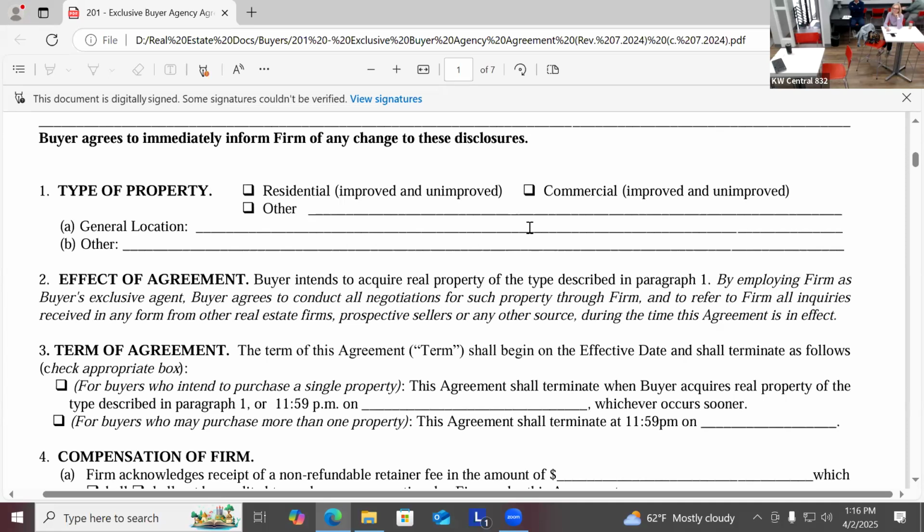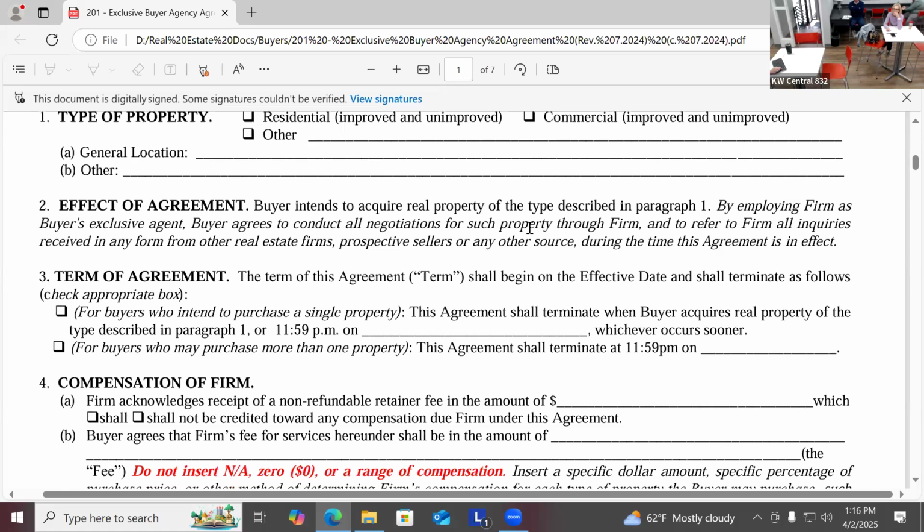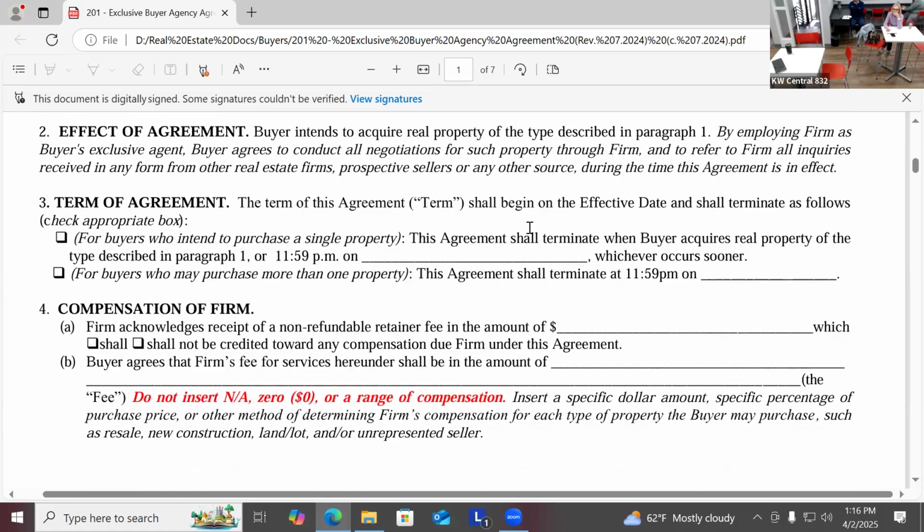Term of the agreement. I use a Mac, so everything I do is backwards. Why don't all IT guys use Mac? I don't know. I stand on that question.